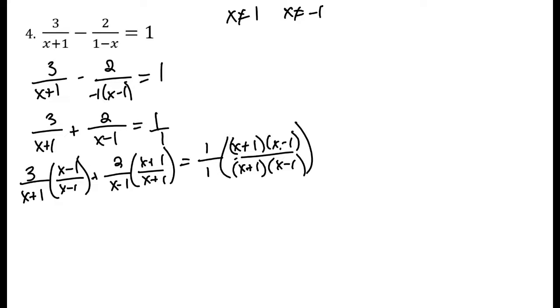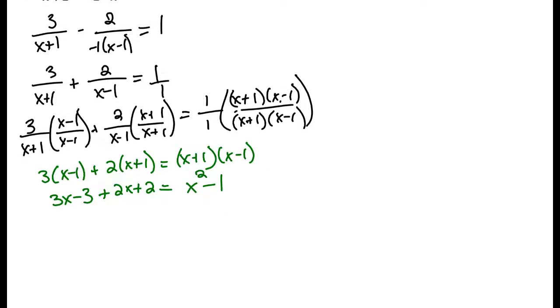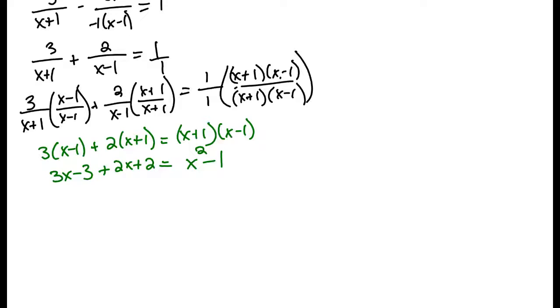Now that I have a common denominator, I equate the numerators. I just deal with the numerators. 3 times x minus 1 plus 2 times x plus 1 equals x plus 1 times x minus 1. So I'm going to distribute: 3x minus 3 plus 2x plus 2 equals... you could go through and multiply that, but hopefully you realize that's the difference of perfect squares, so that's x squared minus 1. It's a quadratic, so it needs to be set equal to 0. So I'm going to combine like terms first.